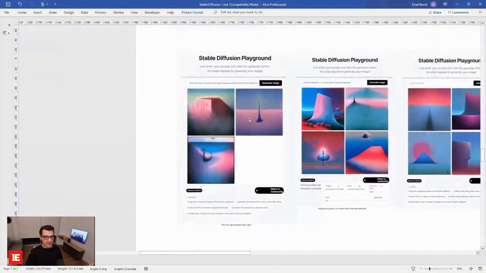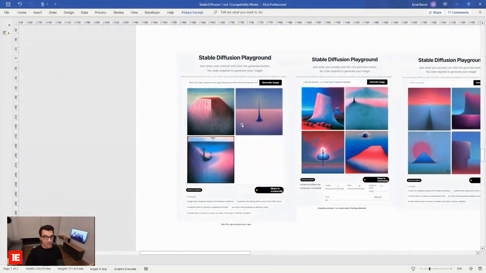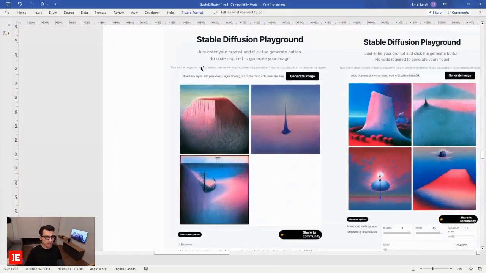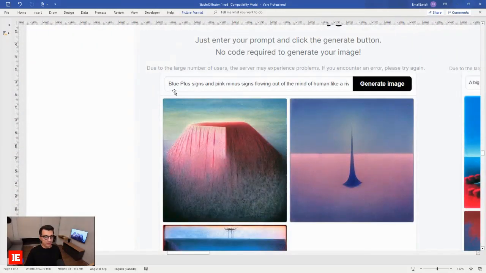And then in this set, I started to give it very specific colors. So I said, only include, let's take a look at the prompt here. I was trying to get it to actually generate plus and minus signs in the paintings, just as a random thing that I chose. So I just tried to make it as abstract as I could possibly think of. And so I asked it to do blue plus signs and pink minus signs flowing out of the mind of a human like a river.